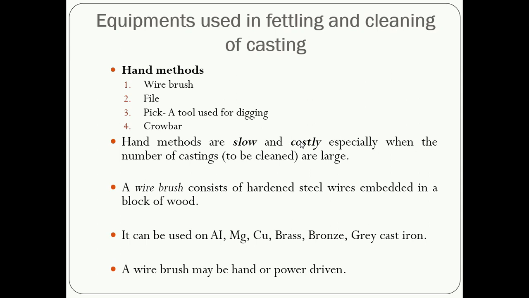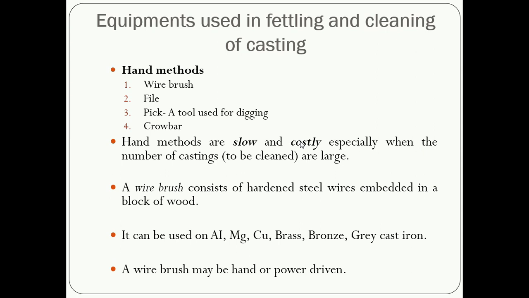First, wire brush. It is hardened steel wires fixed in a block of wood. We use a toothbrush for cleaning our teeth early in the morning. In the same manner, only the fiber wires of our toothbrush are replaced by hardened steel wires, and our plastic brush is replaced by a wooden block. That is the construction of wire brush. This wire brush is operated mostly on non-ferrous metals like aluminum, magnesium, copper, brass, bronze, and rarely it can be used for grey cast iron also.